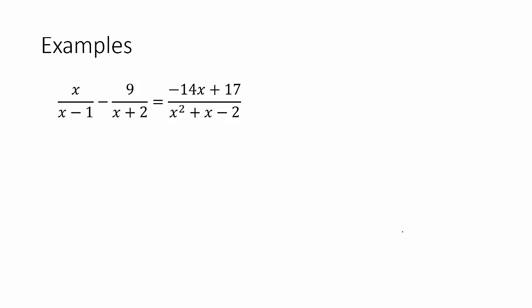Here's a good problem. X over x plus 1 minus 9 over x plus 2 equals negative 14x plus 17 over x squared plus x minus 2. One thing I notice is this last denominator, we can factor it. And that might be useful to us. If I factor that last denominator using some guess and check, it's going to be x plus 2 and x minus 1, which are the exact same factors we already have over here to the right.